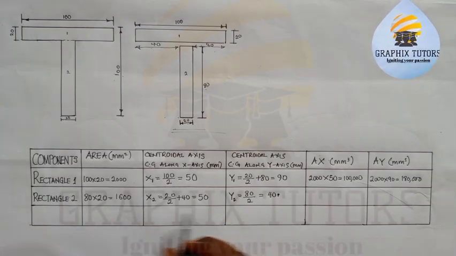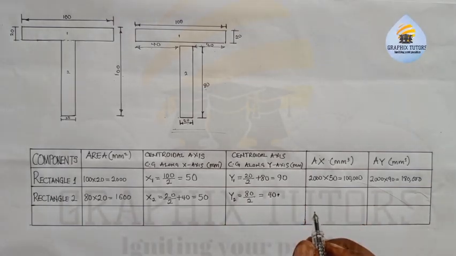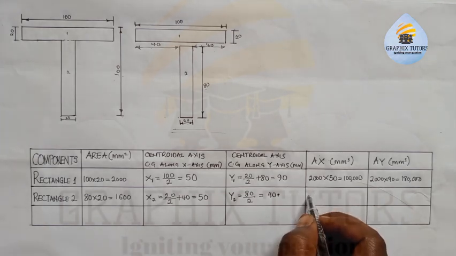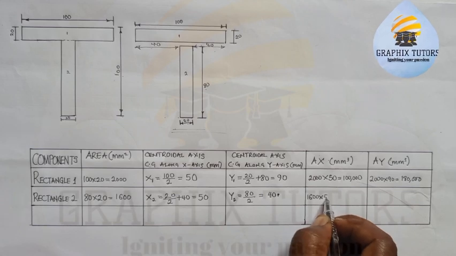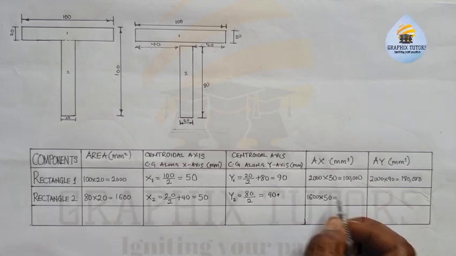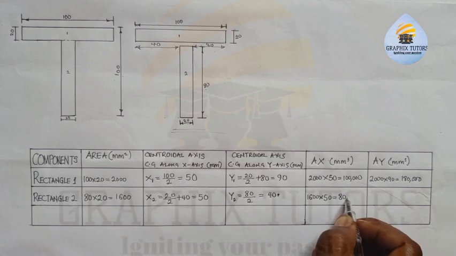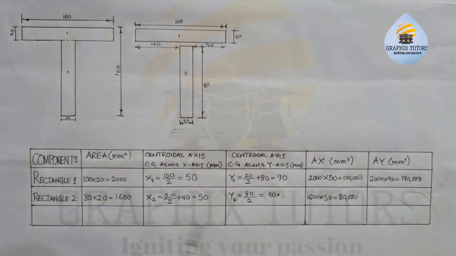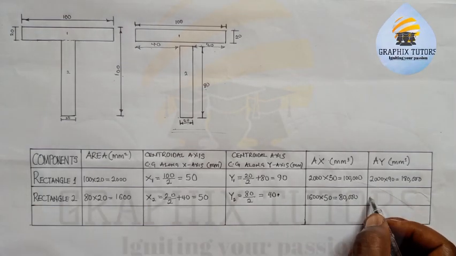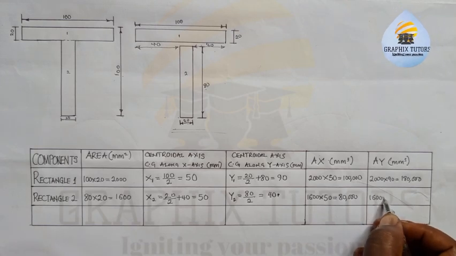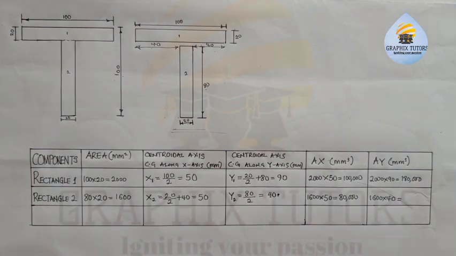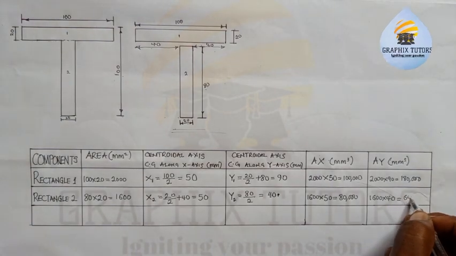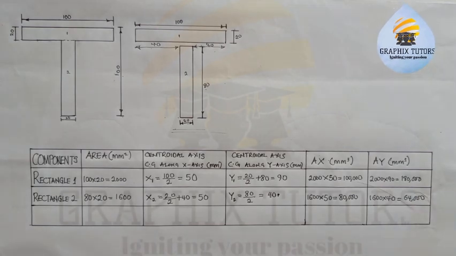Similarly here, 1600 times 50 is going to give us 80,000. And the next one will be 1600 times 40, and that's going to give us 64,000. Right, so in doing that, we've gotten the 64,000.